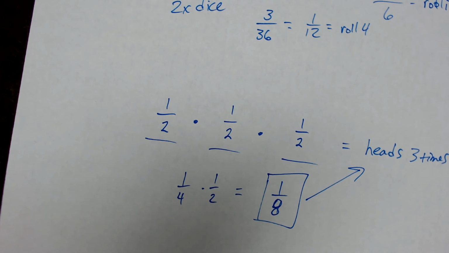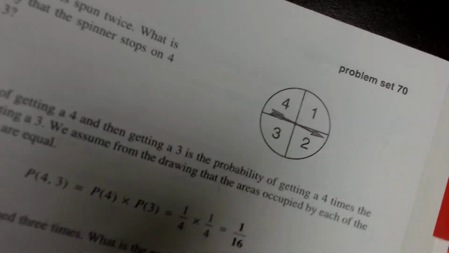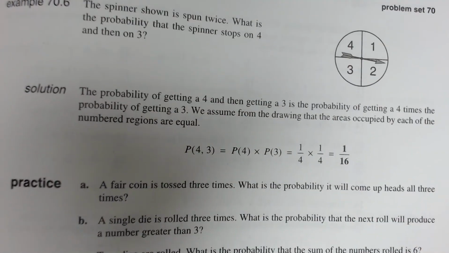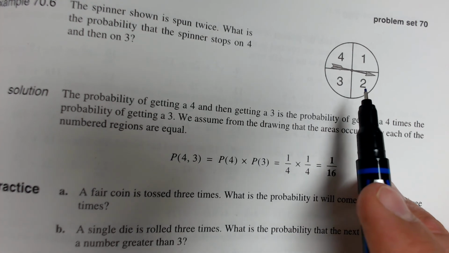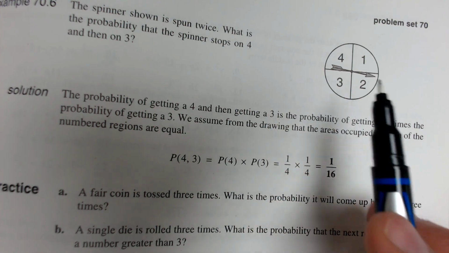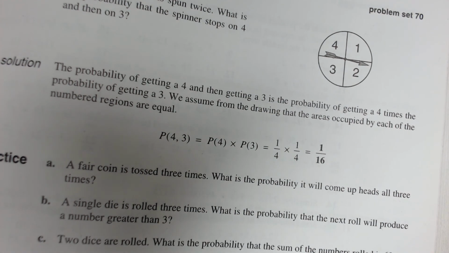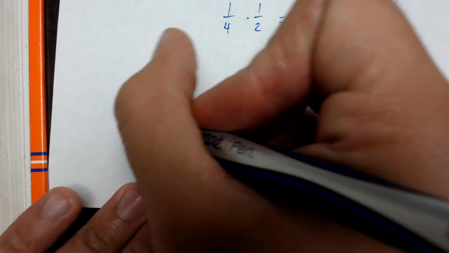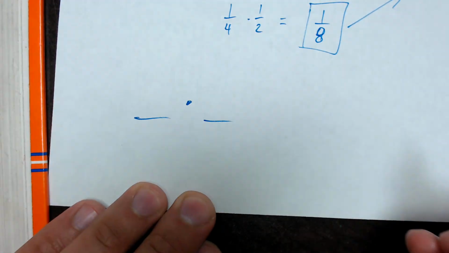Let's see if I can find another example for this. Okay, here's a good one. They have this spinning chart, right? They say that this spinner is spun 2 times. What's the probability of the spinner stopping on a 4 and then a 3? So, again, 2 probabilities. I'm doing 2 spins, so I got 2 spaces. I'm going to multiply those probabilities.